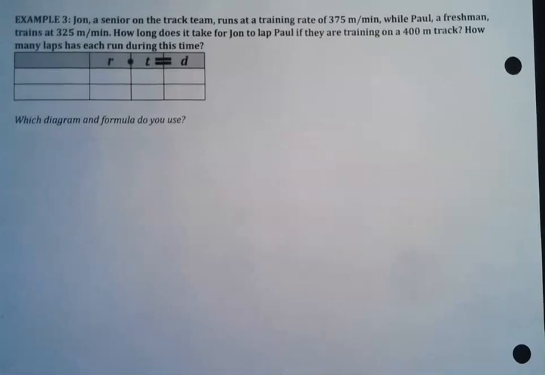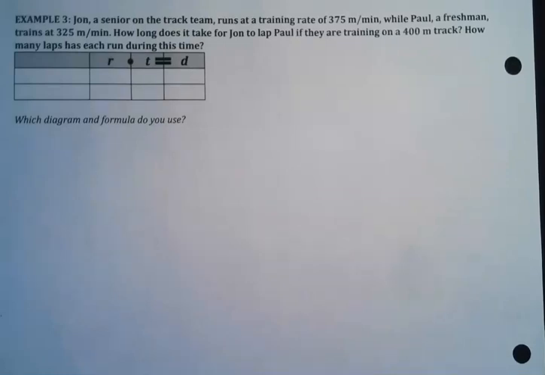All right, John, the senior on the track team, runs at a training rate of 375 meters per minute, while Paul, a freshman, trains at 325 meters per minute. How long does it take for John to lap Paul if they are training on a 400-meter track? And how many laps has each run during this time?